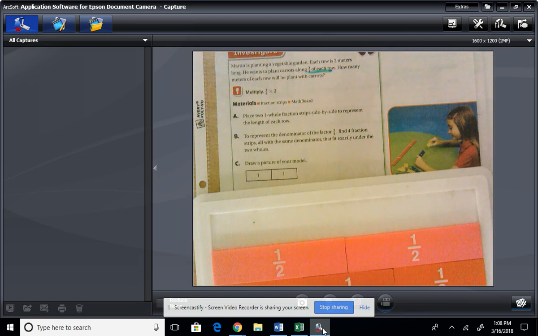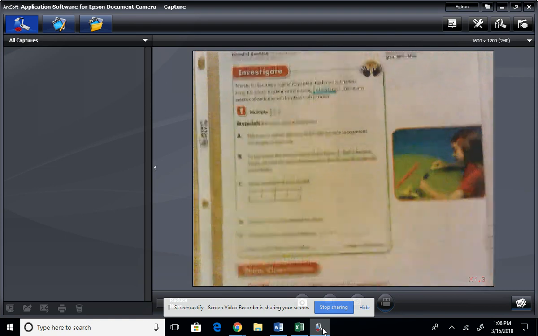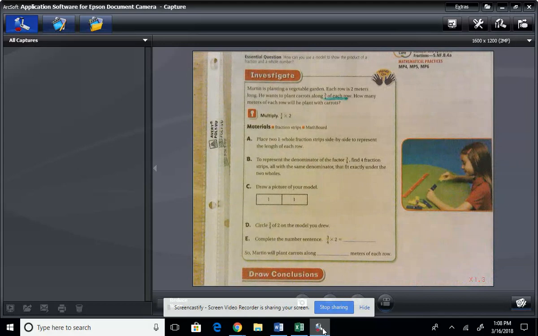All right, guys, we're doing lesson 7.2. Please have your fraction bars out. You're going to need 2 trays of them to work together for this one today. Multiplication, fractions, and whole numbers. Your essential question: how can we use a model to show the product of a fraction and a whole number?